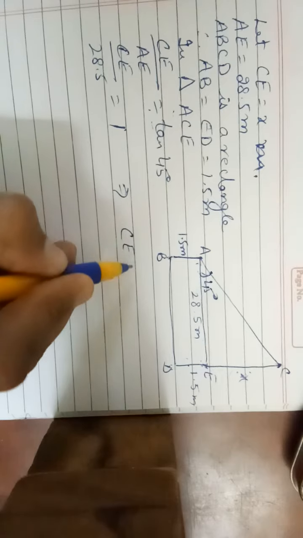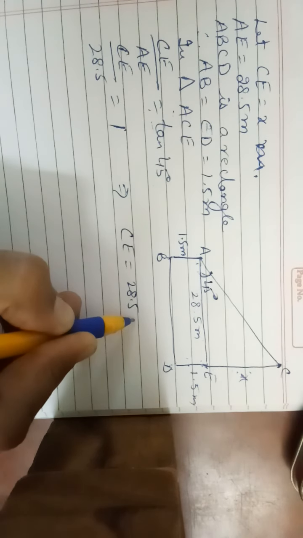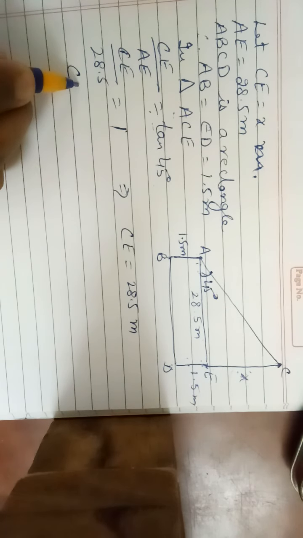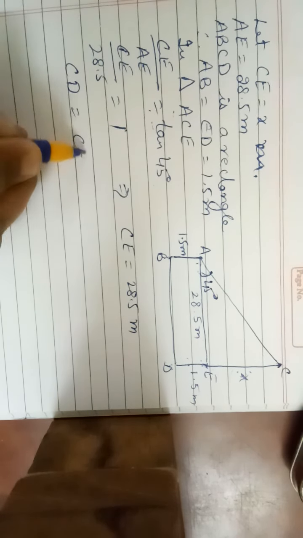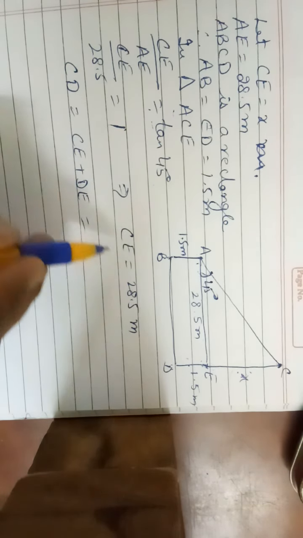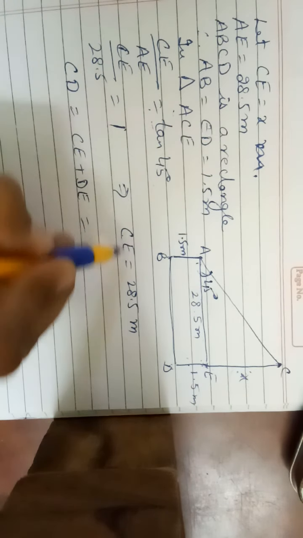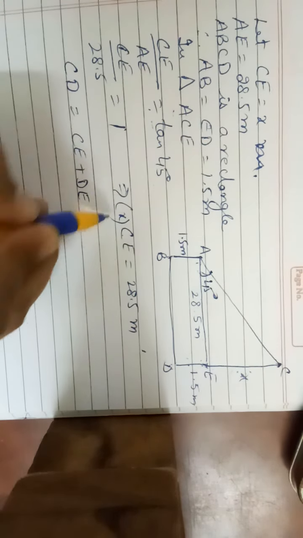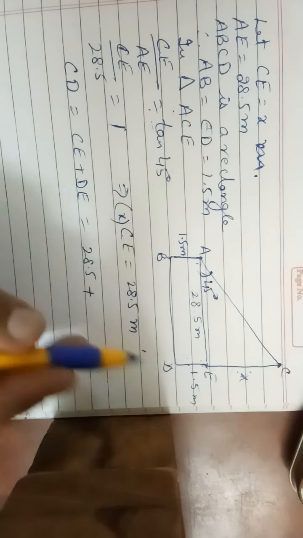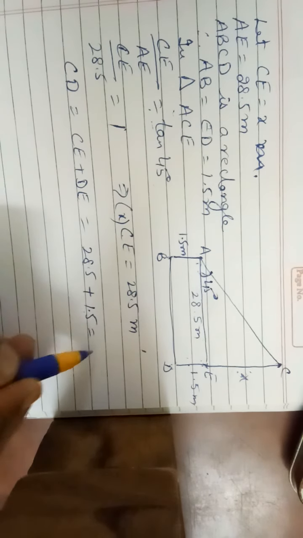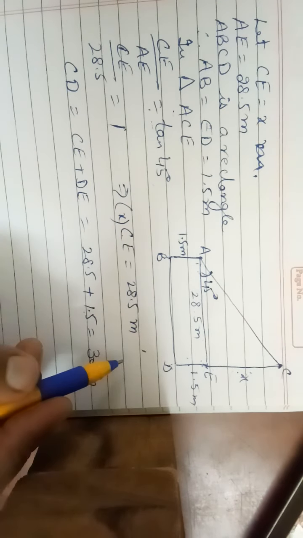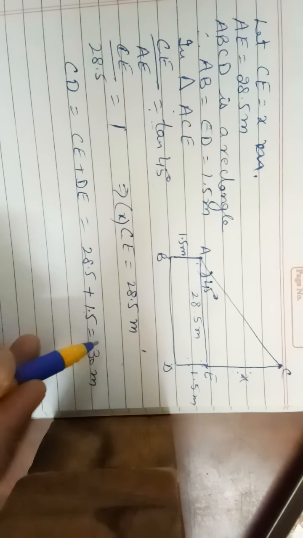Then we have CE equal to 28.5 meters, and we have to find CD, that is CE plus DE. CE has the value x, so x is equal to 28.5 plus ED, which is 1.5. Then the total value is 30 meters. So the height of the chimney is 30 meters from the base point. This is the answer. Clear now?